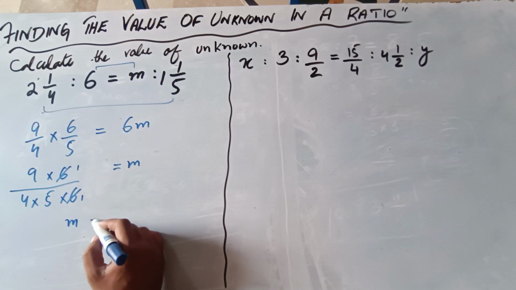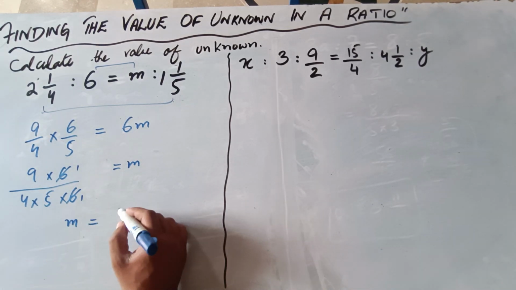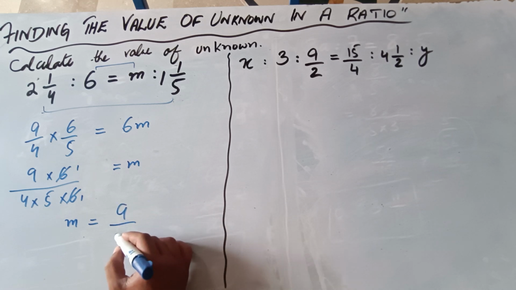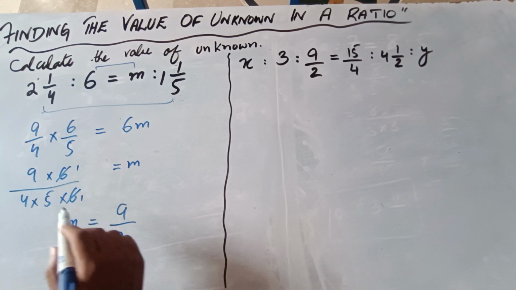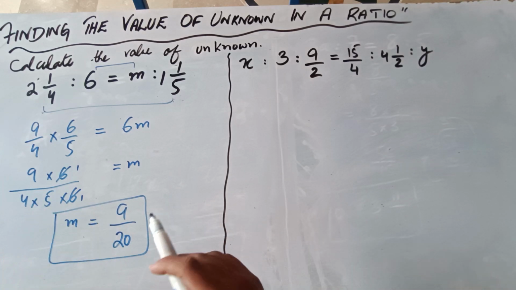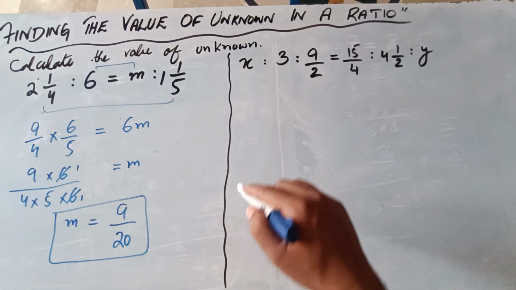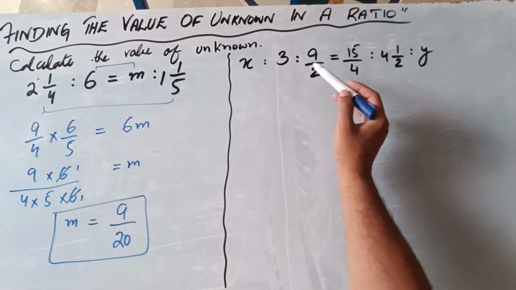Now m is equal to 9 upon 20. 5 fours are 20, 9 ones are 9. So this is the value of the unknown in this particular problem. Now in this problem, x ratio 3 ratio 9 by 2.